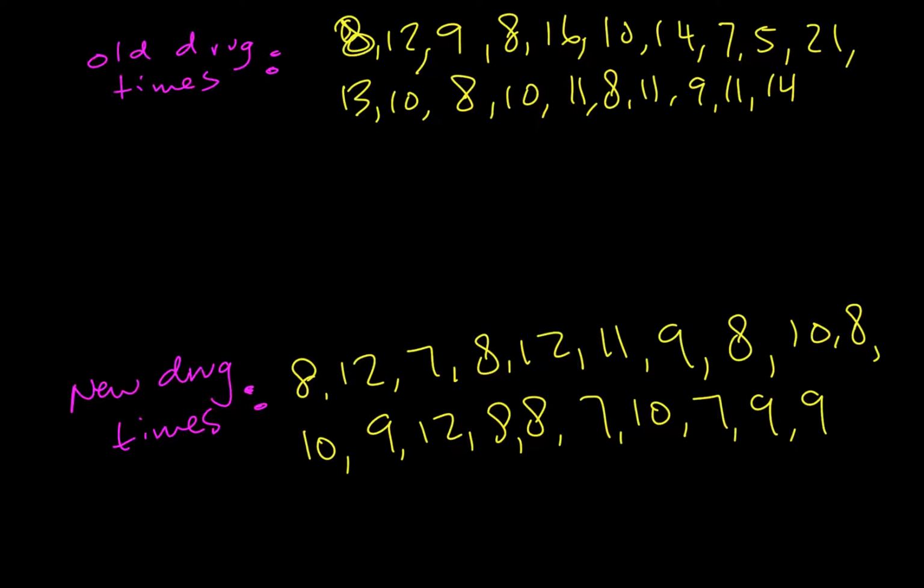Okay, so the first thing is we need to write these in order. That's kind of a tedious process, but let's see, what is the lowest? So we got a 5. Actually, I should write this all the way over here. 5, 8. Let's see, there's no 6. There is a 7.